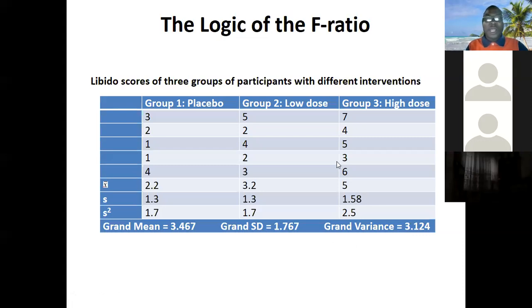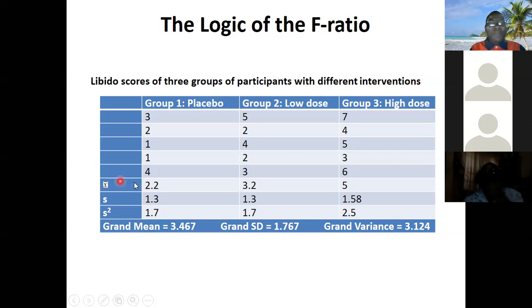Low dose, high dose, placebo, low dose, high dose. Now, if you look at this reading 1, 2, 3, 2, 1, 1, 4, that's for the group that used placebo. For the low dose group, it is 2, 5, 2, 4, 2, 3. And the high dose 7, 4, 5, 3, 6, 5. But you can see the average score, average value here.